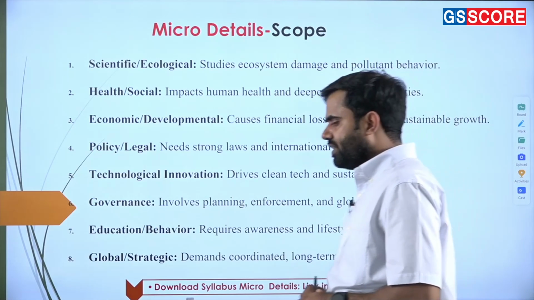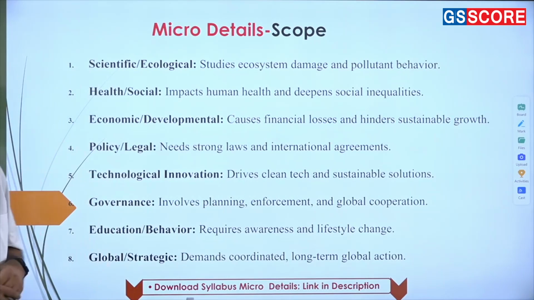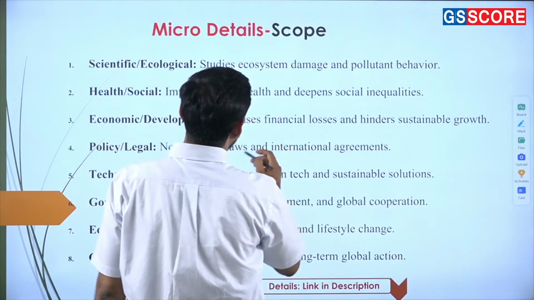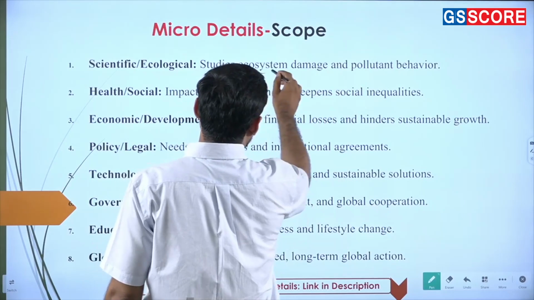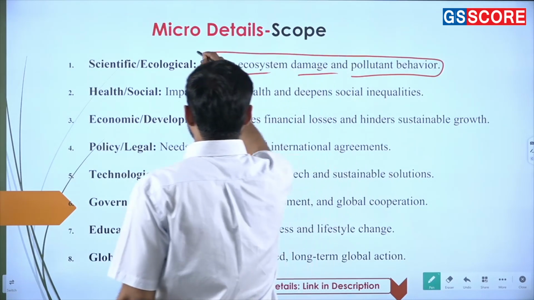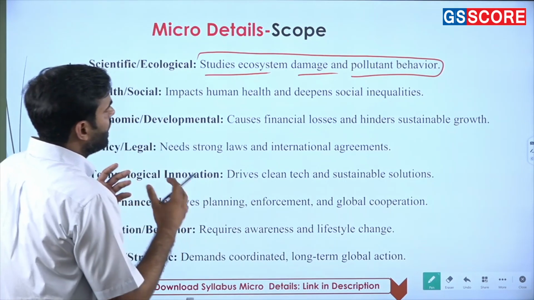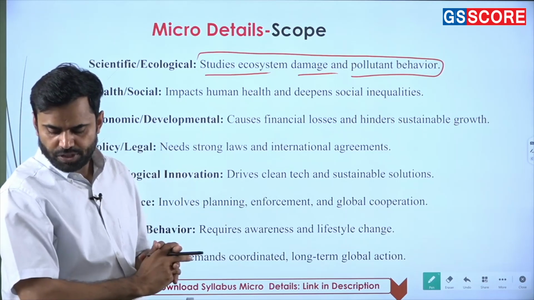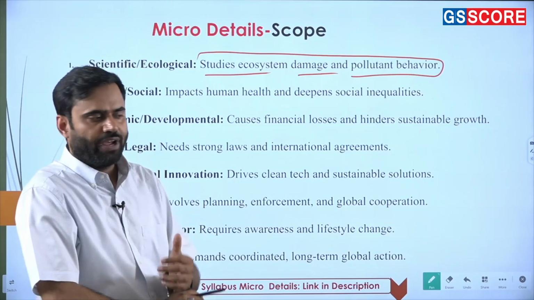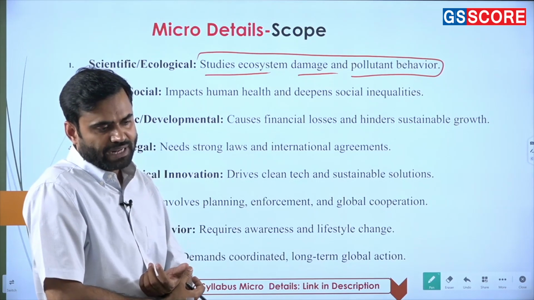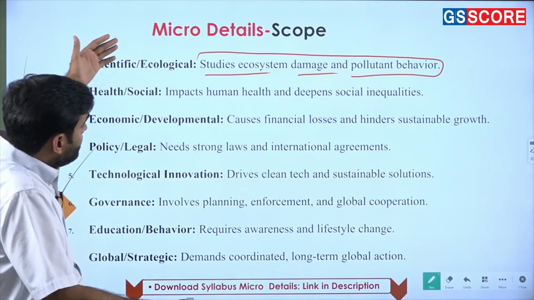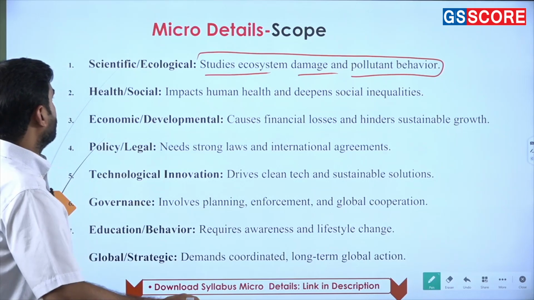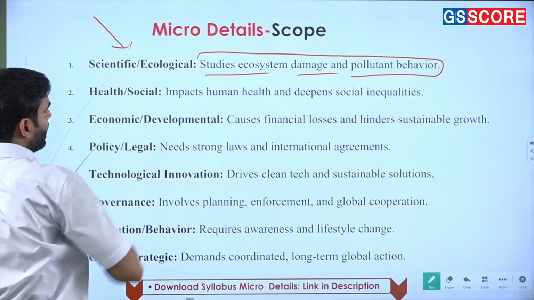Next, scope. So we have to understand what is the scope of environmental pollution and degradation. Look, scientific ecological means I'm saying study ecosystem. Studies ecosystem damage and pollutant behavior. This is one of the most important areas, that we have to understand what are the ecosystem damages and pollutant behaviors. Look, if the ecosystem is healthy, means food chain, food web, flora fauna, trophic level, pyramids are all healthy. If this is not healthy, damage is happening, then definitely each and everything will be affected. So you have to include the scientific ecological studies.